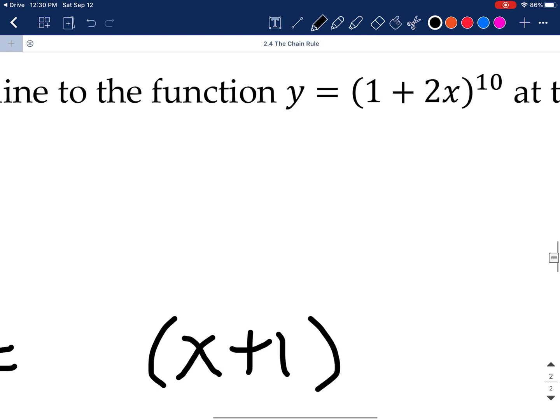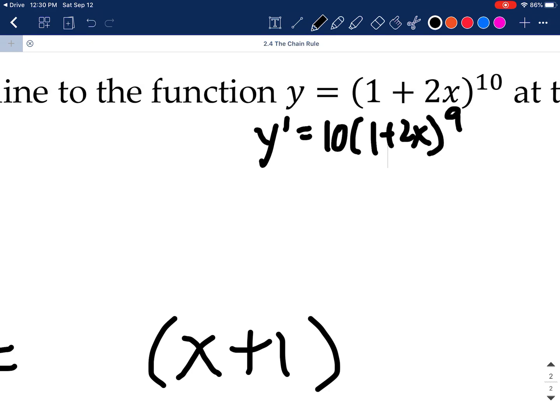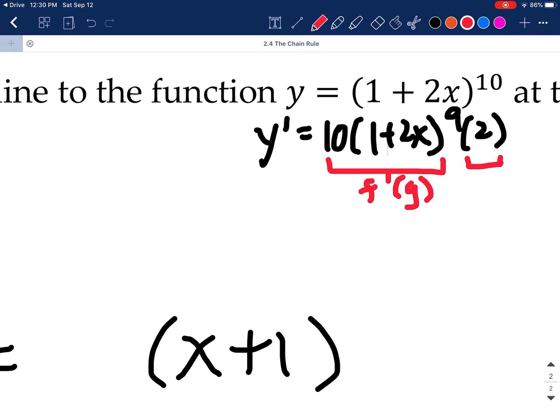So let's go ahead and compute y prime, or dy dx. So y prime then is going to be 10 times 1 plus 2x to the 9th times 2. So note again, that's f prime of g, and that is g prime. So the derivative of 1 plus 2x is 2, and then the derivative of the 10th degree polynomial expression is 10 times that expression to the 9th.